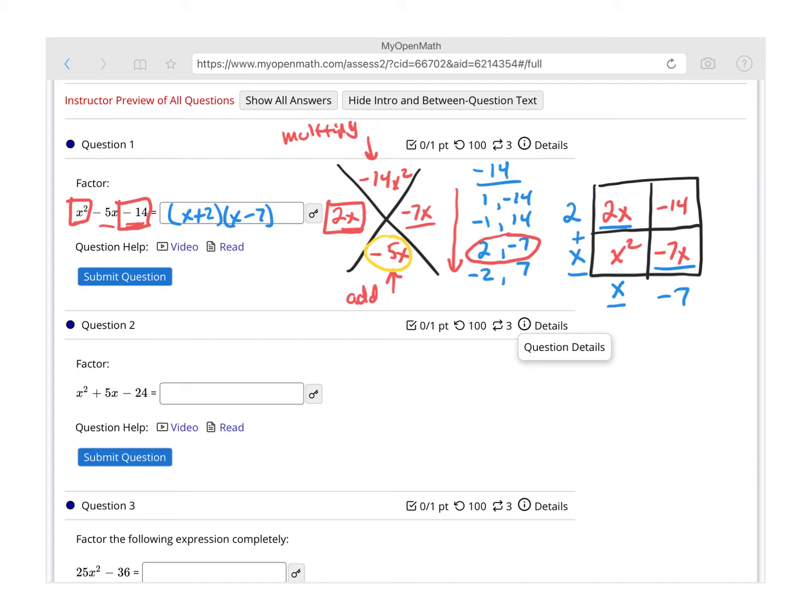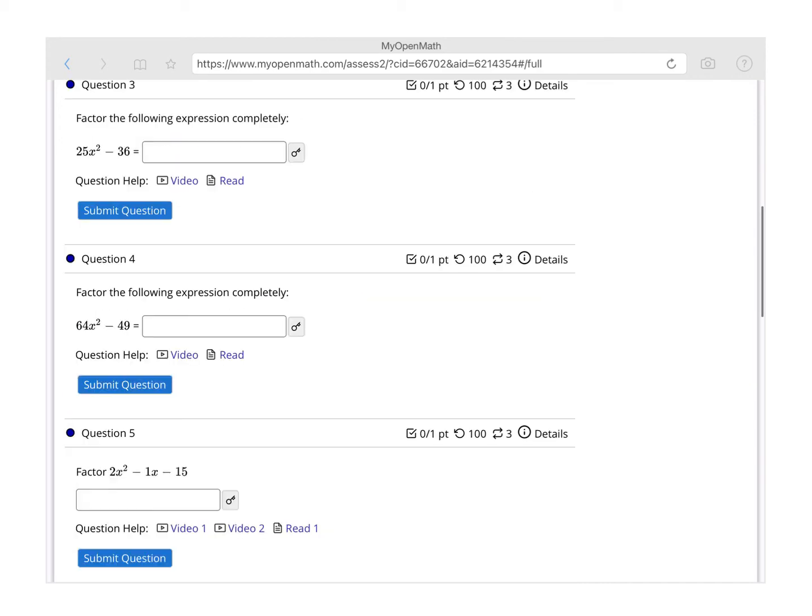The next type we're going to take a look at is called a difference of squares. Now, to do a difference of squares, what we're doing is we first have to recognize what is a difference of squares. Well, a difference of squares is if you have two numbers that are both perfect squares. Now, 25x squared is a perfect square because 5 times 5 is equal to 25, and x times x is equal to x squared. And 36 is a perfect square because 6 times 6 is 36.